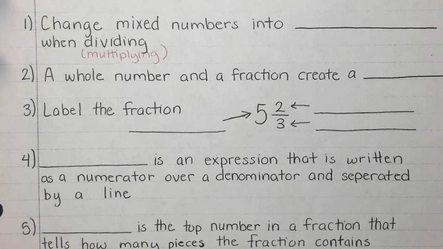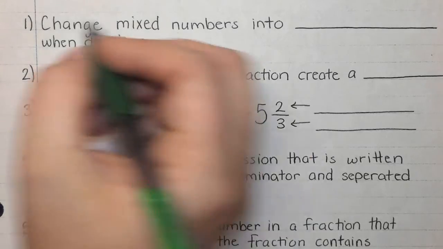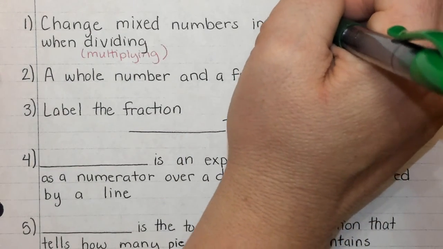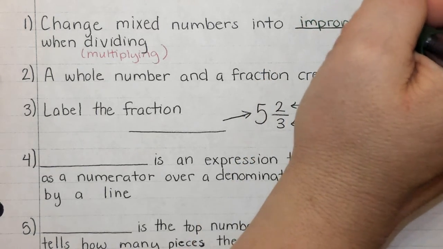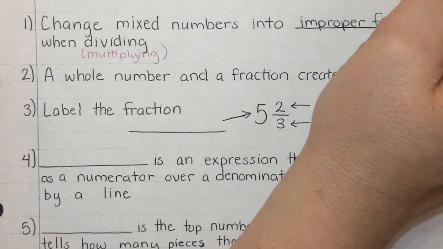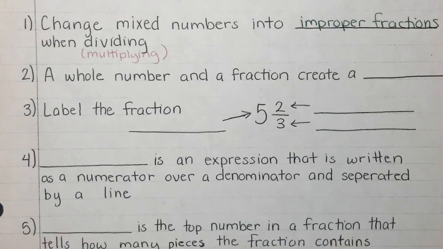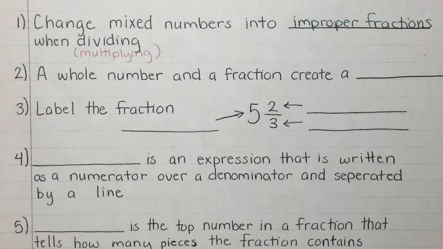Peyton? Okay, so we need to make it just one fraction. Keegan, what's that called? If it's a mixed number, what's the other form of a fraction called? Mary Webb? Improper. So we have to change mixed numbers into improper fractions when dividing.